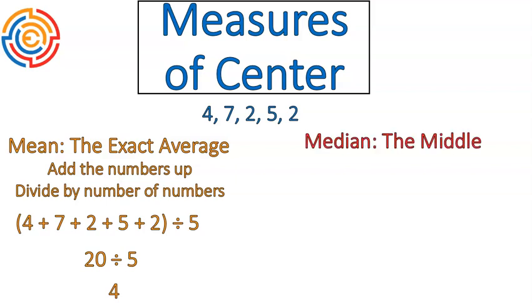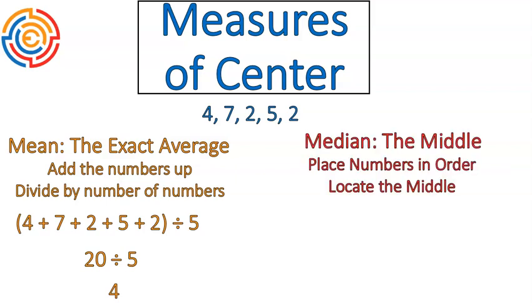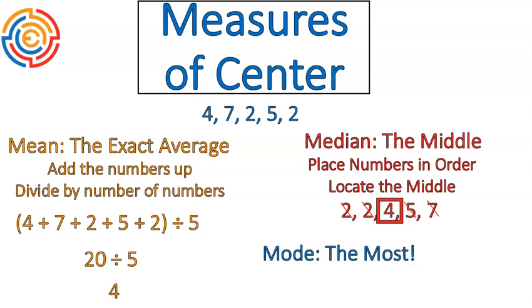The median is the middle of those numbers. So you place them in order, locate the middle. So I've placed them in order, and I kind of cross off on my way to the center. The median is 4. Hey, the mean is 4, the median is 4. Sounds great. And then the mode, which is another measure of center, is the number that appears the most. So in this case, we have 2, 2, 4, 5, 7. 2 appears twice, so that is the mode.